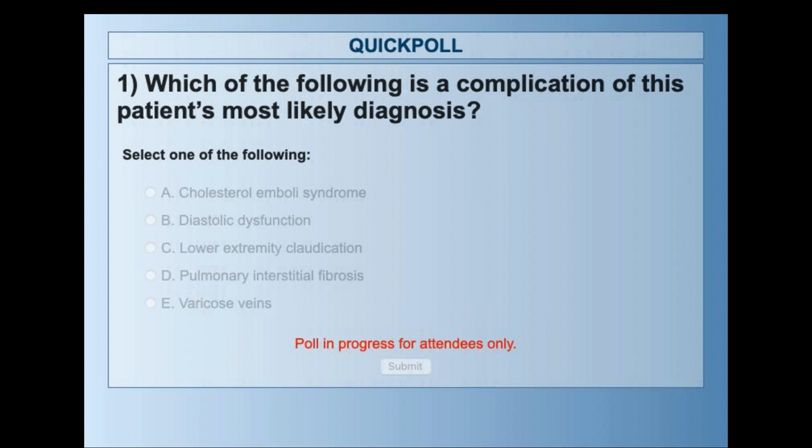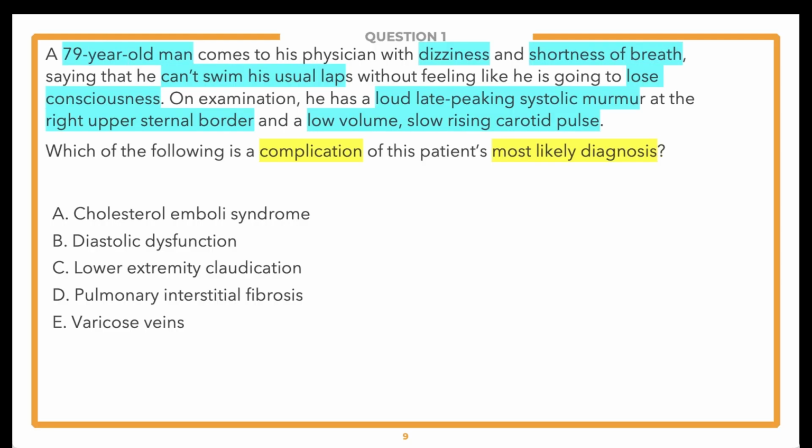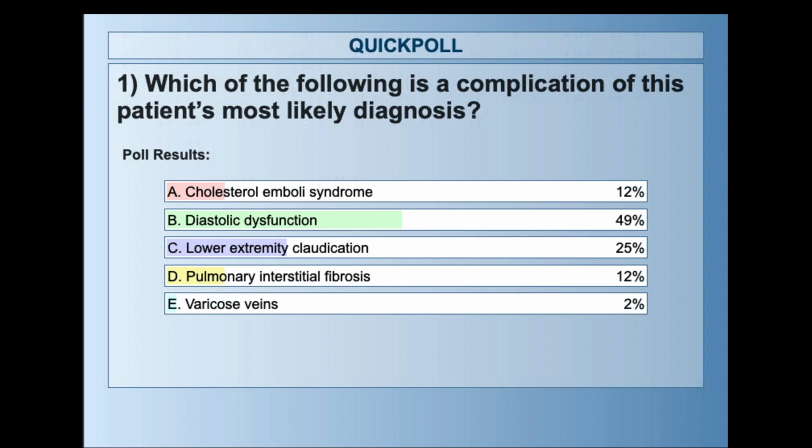Okay, let's see. What we typically do is we wait until about 2/3 of you have voted, and it looks like almost 3/4 of you have voted. So we're going to get ready to close the poll and take a look at the responses. Okay, so we had a clear favorite. Almost half of you went with answer choice B, diastolic dysfunction, but about 1/4 of you were thinking answer choice C, lower extremity claudication, and a little split there for third place.